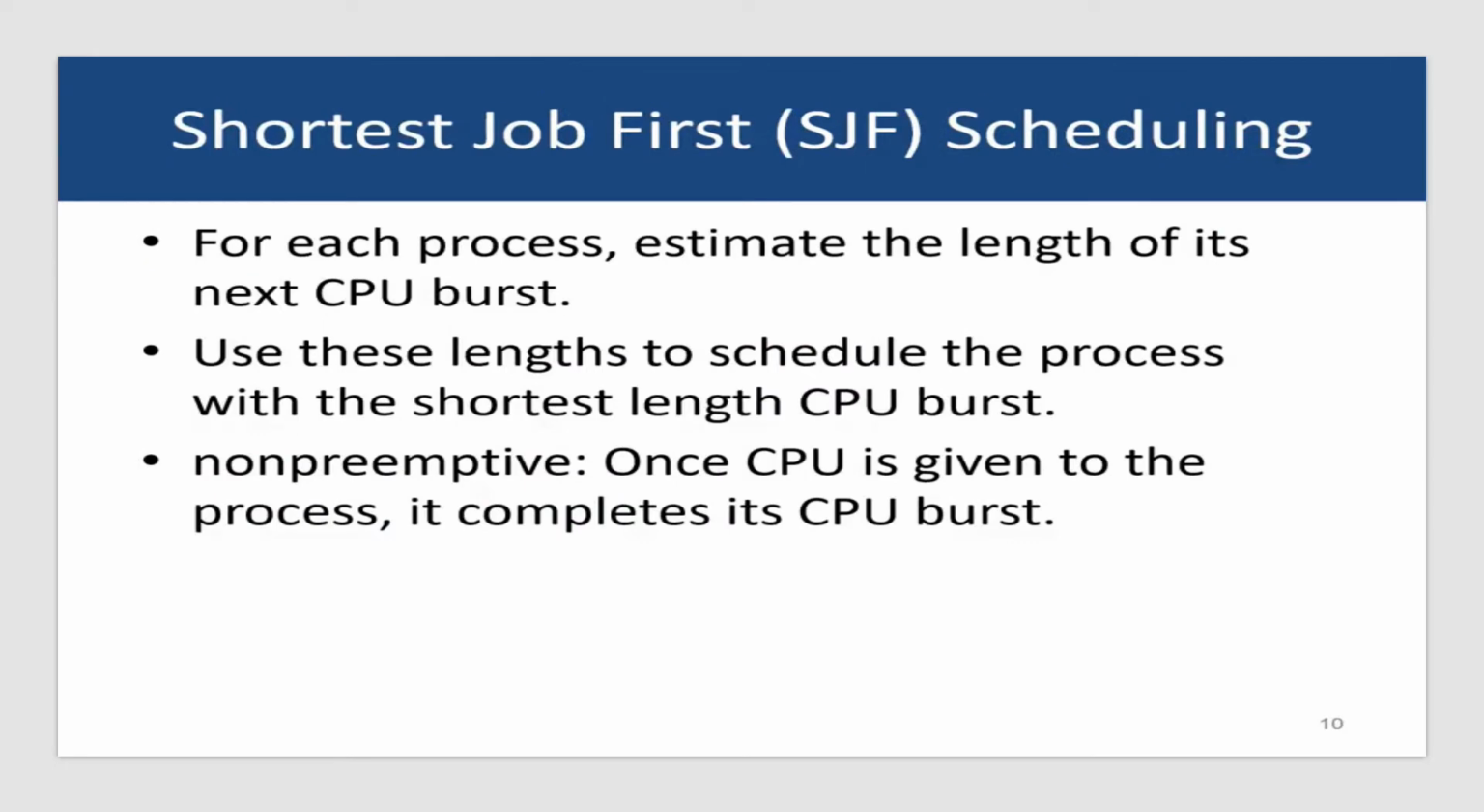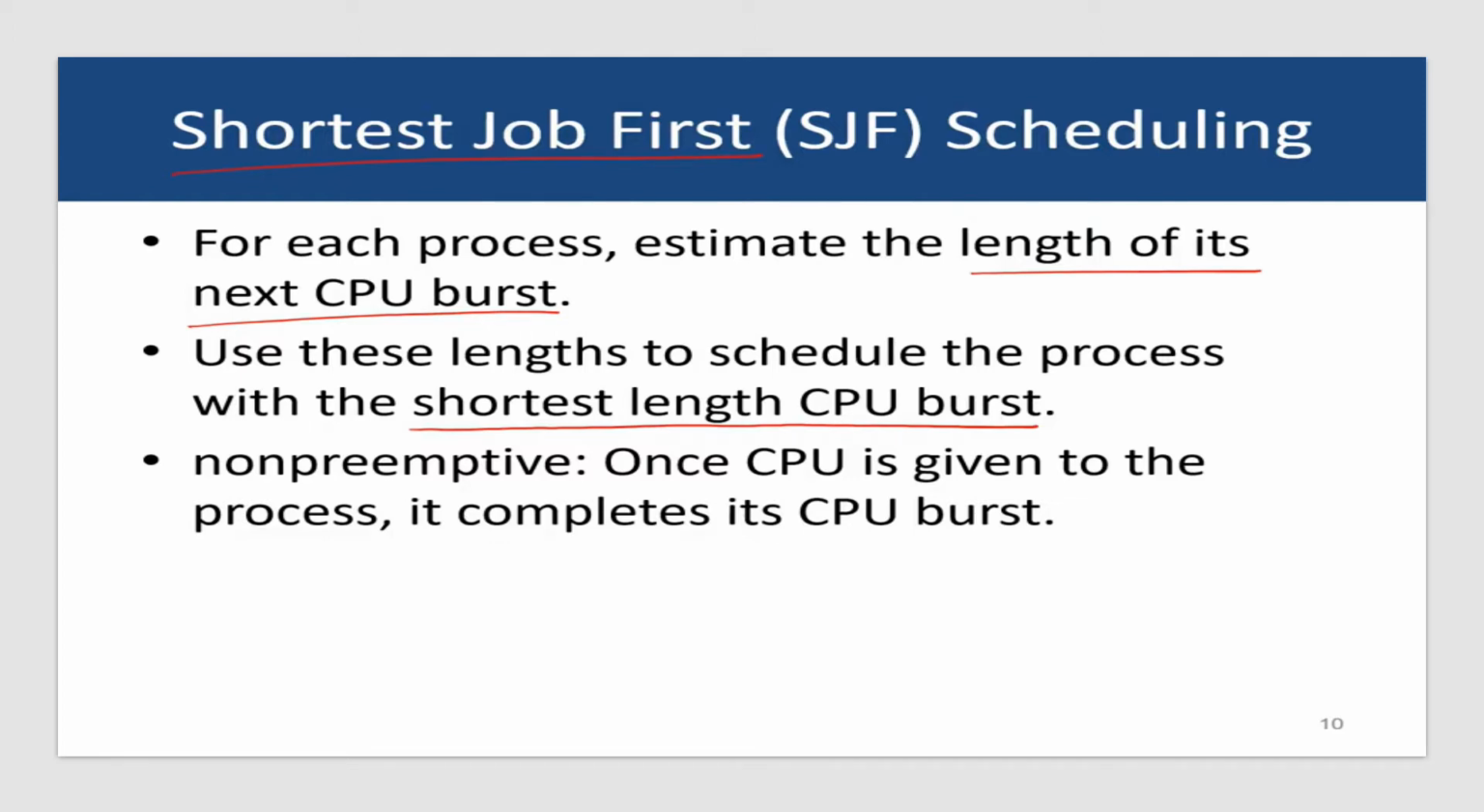Here is another CPU scheduling algorithm, the shortest job first algorithm. The way this scheduling works is, for each process, the algorithm estimates the length of its next CPU burst. When the CPU is available, it is assigned to the process that has the shortest next CPU burst. In case multiple processes have the same next CPU bursts, then FCFS scheduling is used to break the tie. So out of the processes that are in a tie, the one that arrived first would be allowed to go first.